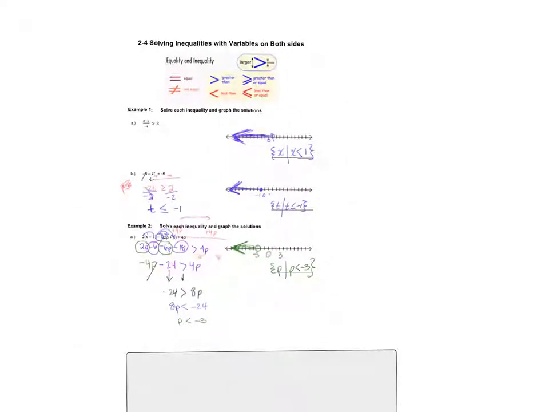All right, let's look at the next. Okay, that was it for 2.4. That's example 2.